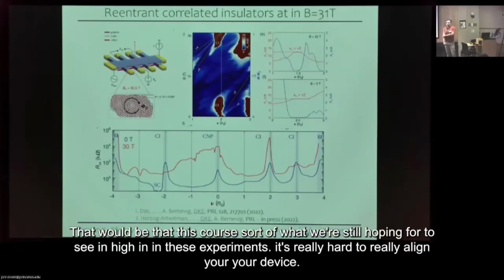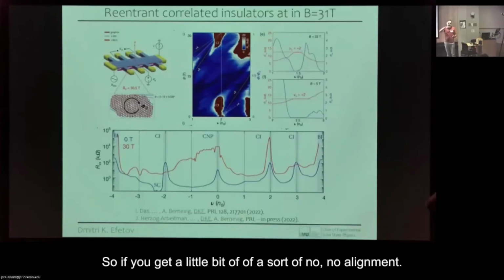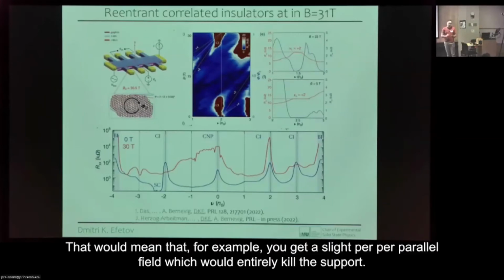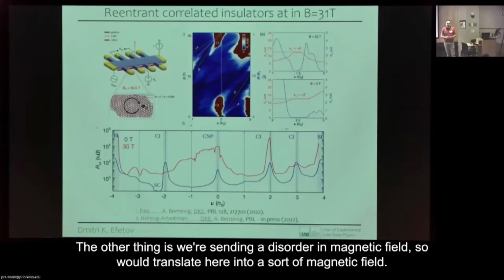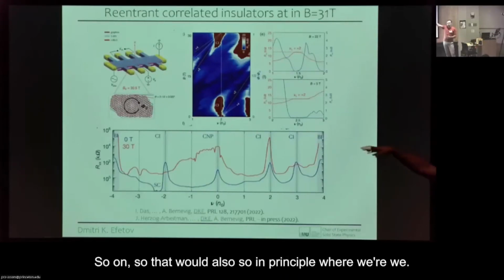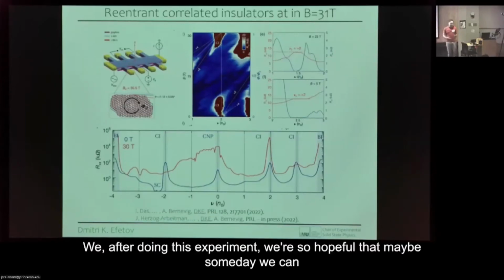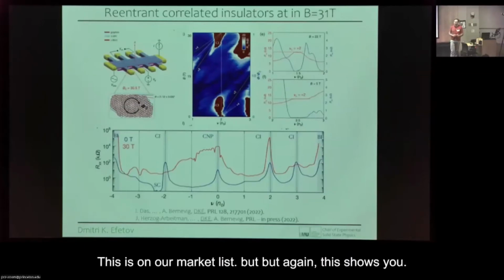In these experiments, it's really hard to align your device. If you get a little bit of non-alignment, that would mean, for example, you get a slight parallel field, which would entirely kill the superconductor as well. The other thing is twist angle disorder in magnetic field, which would translate here into a sort of magnetic field disorder. That might also obscure things. So in principle, after doing this experiment, we're still hopeful that maybe someday we can see re-entrant superconductivity. This is on our bucket list.